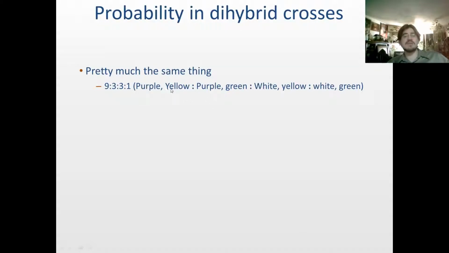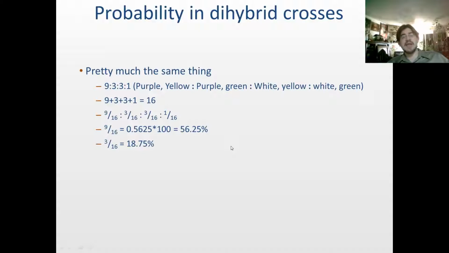So our chance of having purple flowers and yellow seeds is 9/16 times 100. Purple flowers, green seeds, 3/16 times 100. White flowers, yellow seeds, 3/16 times 100. White flowers, green seeds, 1/16 times 100. So 56.25% chance of purple yellow, 18.75% chance of purple green or white yellow, because they're both 3/16, and a 6.25% chance of having a white flower with a green seed. Easy, easy, easy.